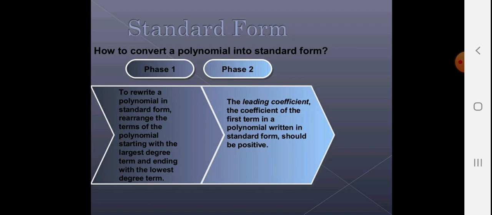Standard forms. How to convert polynomial into standard form. First phase. To rewrite the polynomial in standard form, rearrange the terms of the polynomial starting with the largest degree term and ending with the lowest degree term. Second phase is the leading coefficient, the coefficient of the first term in the polynomial written in the standard form should be positive.